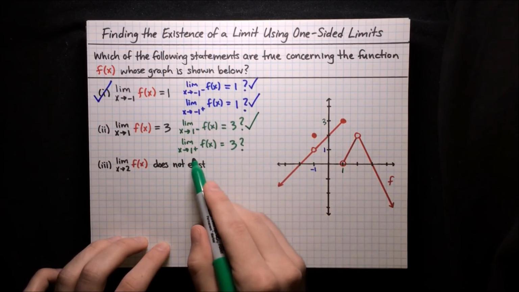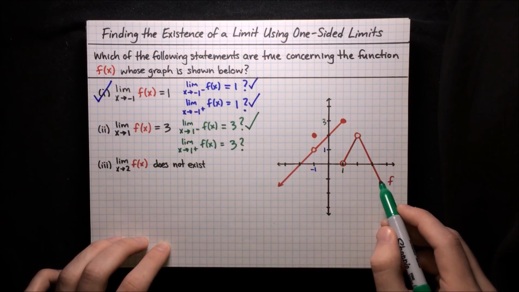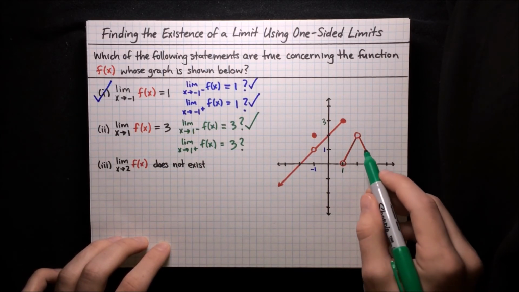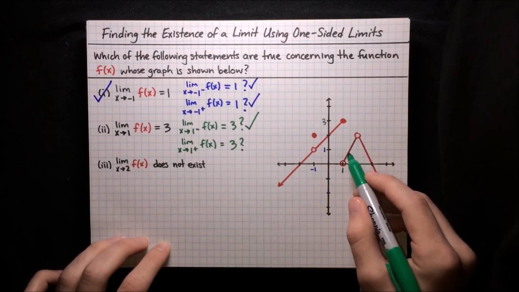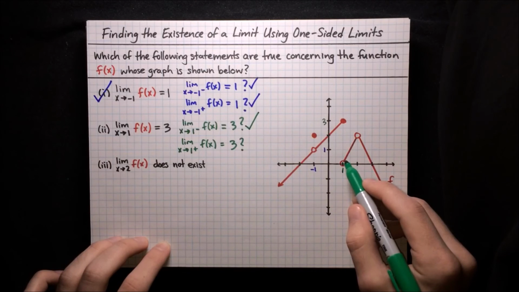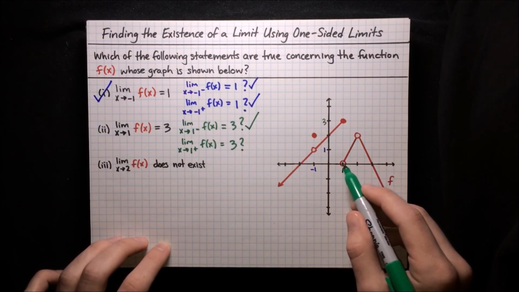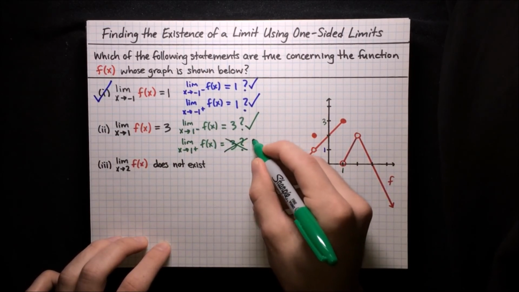But let's check the limit from the right. The limit as x approaches 1 from the positive side. So starting on the right, moving left. What is the function doing? Well, it's going up here and then down. And now it's approaching 1. It's going down, down, down. It looks like the y value is approaching 0 as x approaches 1. Yeah, it looks like it's trying to hit the x-axis. So no, the limit from the right is not 3, it's actually 0.